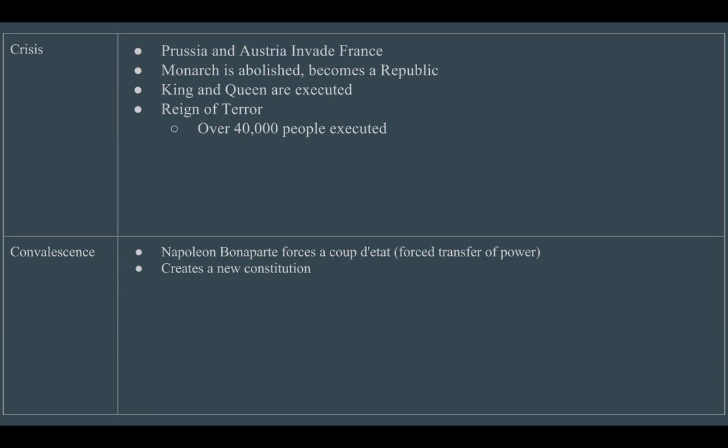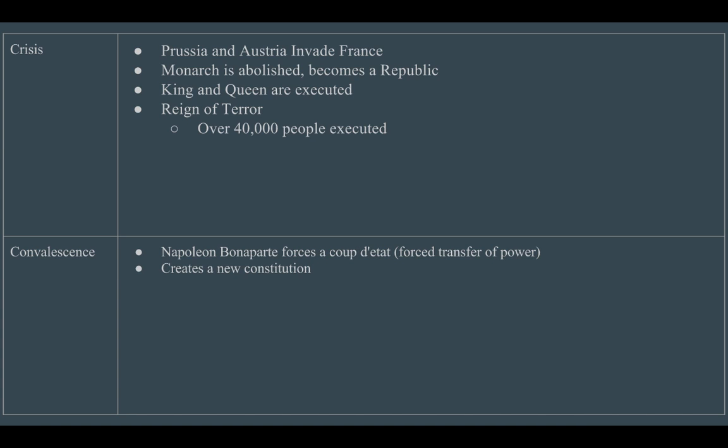Now, a couple of things happen in the crisis stage. Prussia and Austria exist during this time. They invade France, so France is struggling. The monarch is abolished, and it becomes a republic. You remember, a republic is where we pick our representation. The king and queen are executed with the guillotine, which means their heads were publicly cut off in front of France, and also their children were killed. And then there's a reign of terror where over 40,000 people were killed.